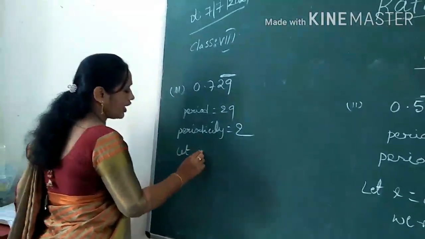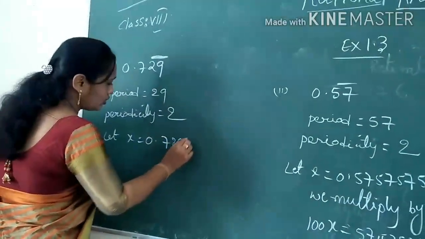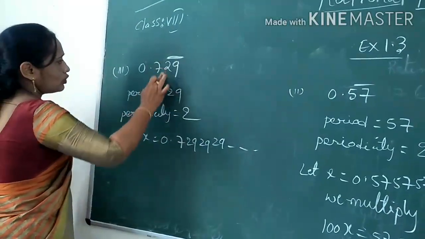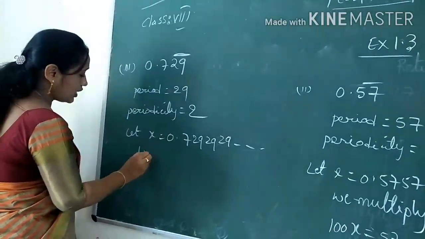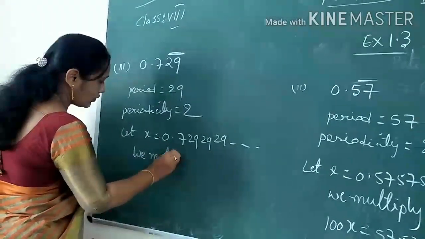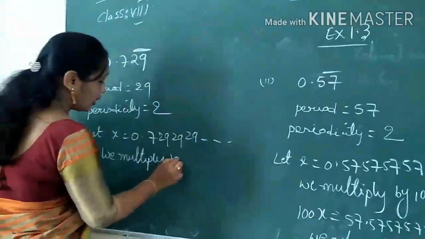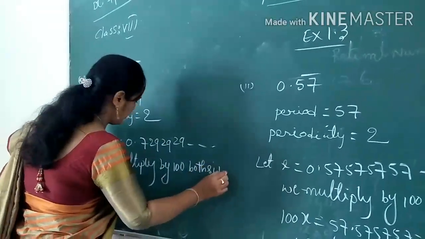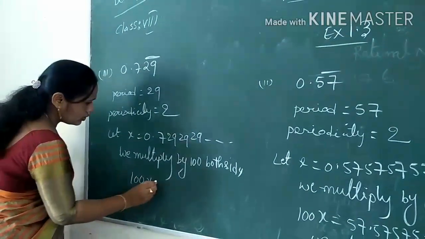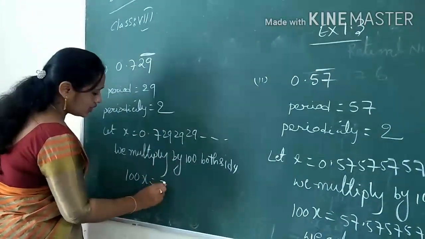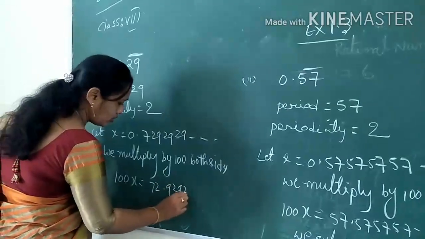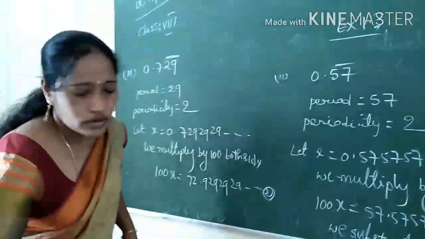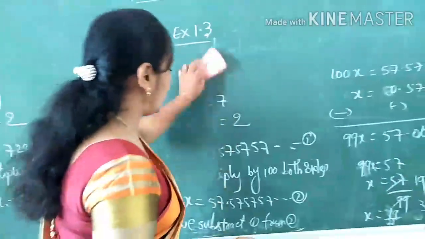So x equals 0.7292929 and so on. Here two numbers are repeated, so we multiply both sides by 100. So 100x equals, moving two numbers this side, 72.9292929. This is the second equation.